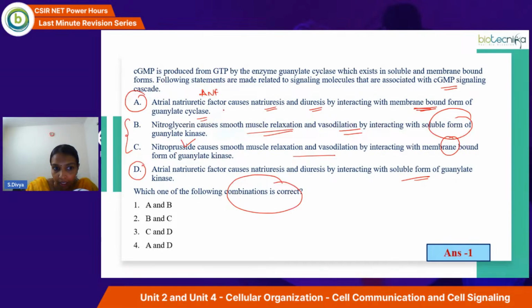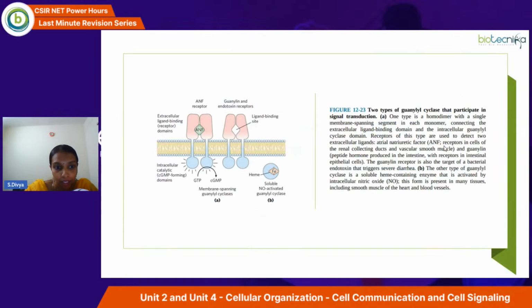Yes. If this nitroprusside was given as the soluble form, it would have been the correct answer. Since it is given as membrane bound, it became the incorrect answer. Okay. So these are the two forms of GC. One is membrane spanning, another is soluble nitric oxide activated. For membrane spanning, you have examples of ANF, guanylin and endotoxin. Now this is nitric oxide activated. From arginine, you will get nitric oxide, and that will help in the activation of this GC. Then it will help in the opening of specific ion channels, and smooth muscle relaxation in heart, blood vessels, etc. Okay.